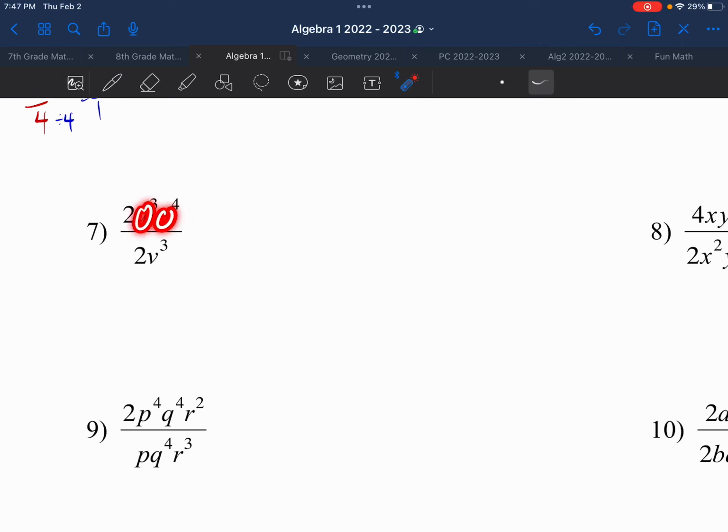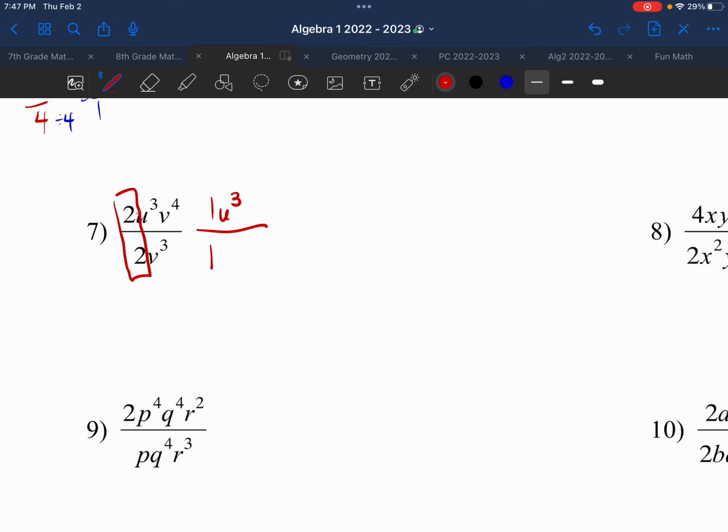All right, now we have variables with two different bases. I have a u and a v for a base. I guess 2 is another base as well. So just like the previous problems, I'm looking at the coefficient first, and I see 2's. So if I reduce that fraction, I'm going to get 1 over 1. All right, the next variable that I see is a u. There's only a u on the top. There's no u's down here, so I'm just going to recopy down that u. I'm going to recopy u to the power of 3.